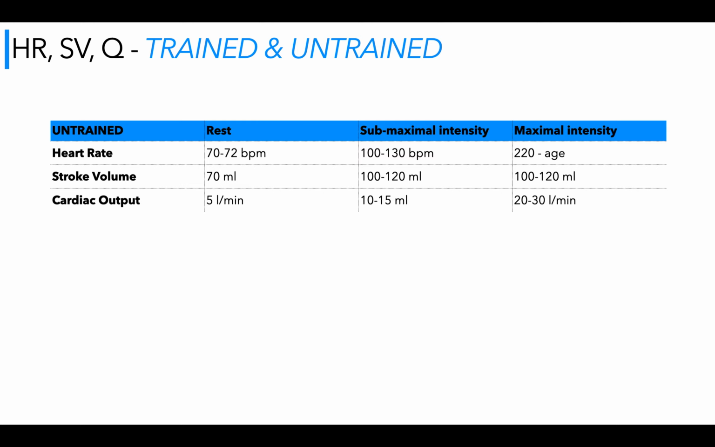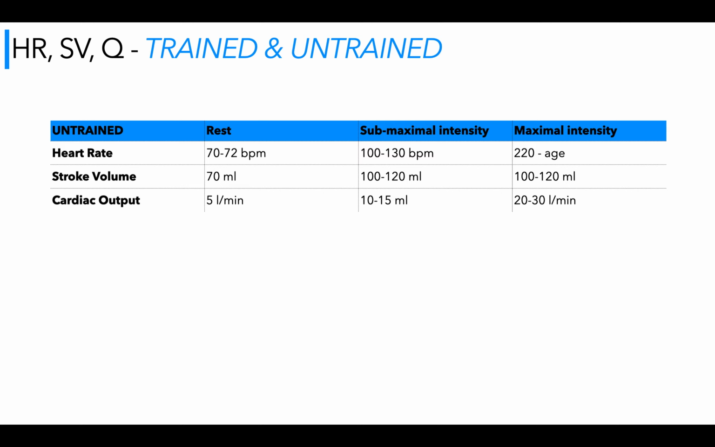Stroke volume hits its plateau during submaximal. So it doesn't matter if we're going up to maximal. That plateau corresponds to submaximal, at 40 to 60% of our working capacity on average. So that hasn't changed. But cardiac output can change. Cardiac output is now 20 to 30 litres per minute because we've taken our heart rate up to its maximum.